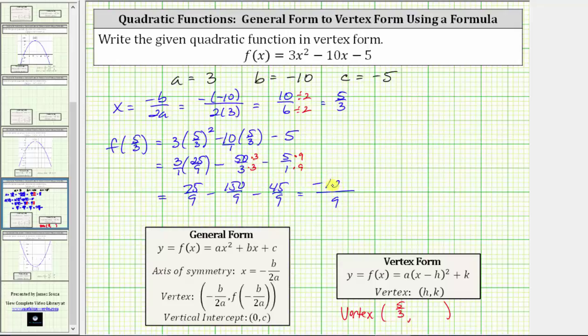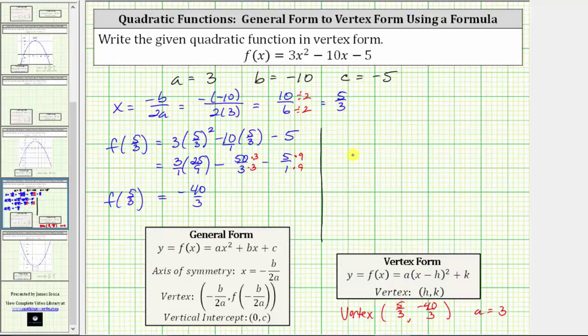We now know f of 5/3 equals negative 120/9, but this does simplify because 120 and 9 share a common factor of 3. This simplifies to negative 40/3. So now we know the y-coordinate of the vertex is negative 40/3. We know k is equal to negative 40/3, and we already determined a is equal to positive 3. This is all we need in order to write the function in vertex form.